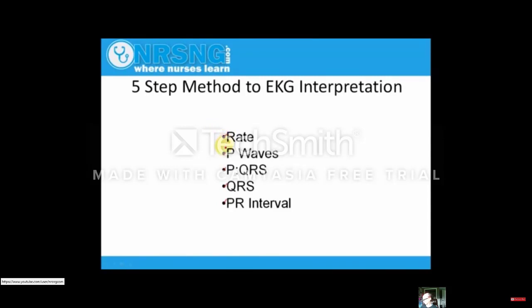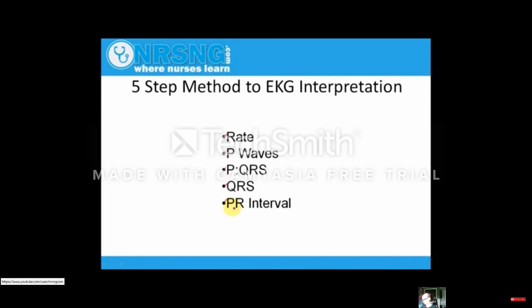Every EKG that we see, the first thing we're going to do is evaluate our rate, and we'll go into how to evaluate rate later. The second thing we're going to look at is our P waves. Then we're going to evaluate our P to QRS ratio, our QRS complex, and then our PR interval. Evaluating those 5 things is going to give us exactly what we're looking at.